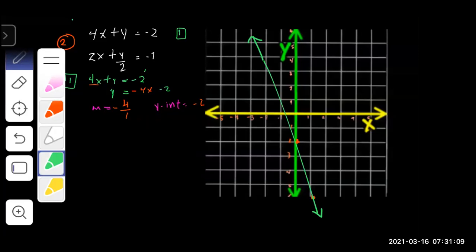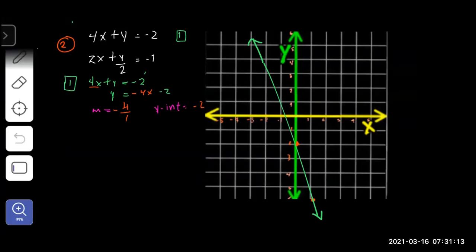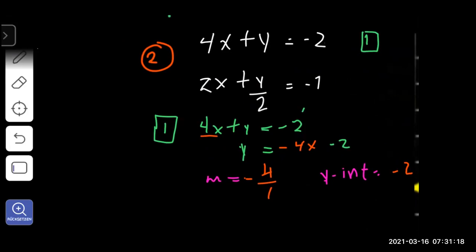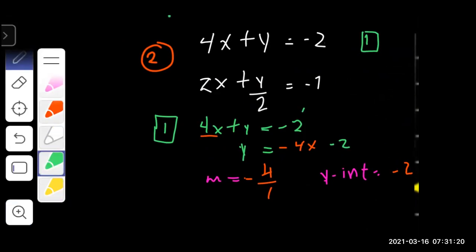Let's suppose that this is my first line. Let's go to the second information. I'm going to take the second equation. I'm going to move on just a little bit here. This is my second equation, guys. I'm going to work with this one and get the information for it.